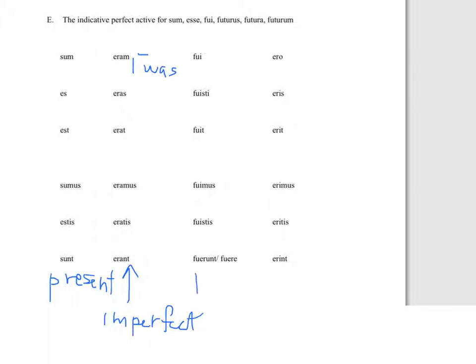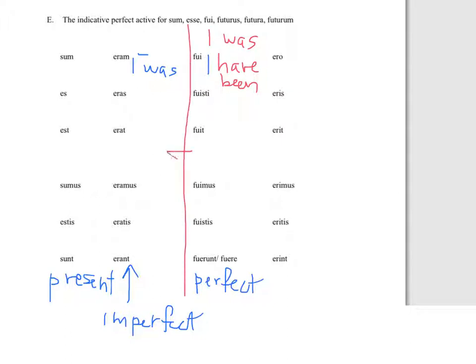The next one is the perfect. That's a new one for today. That may also be translated as I was. I would prefer, however, that unless your translation sounds very awkward, instead of translating it as I was, you try to translate it as I have been. Either one works for fui. I have been or I was. Whichever one sounds more natural in your translation. But I just need you to keep the difference between these two separate.